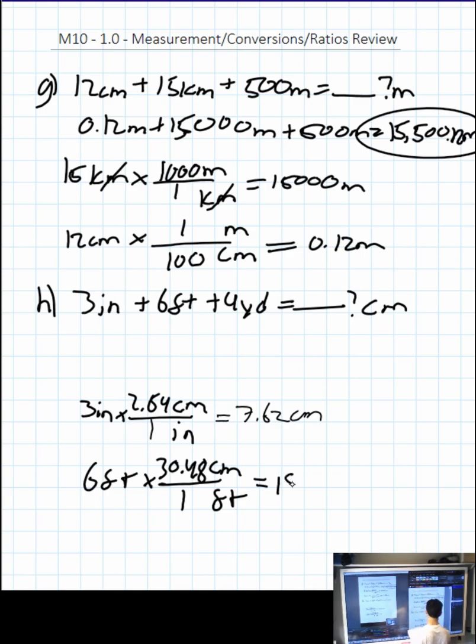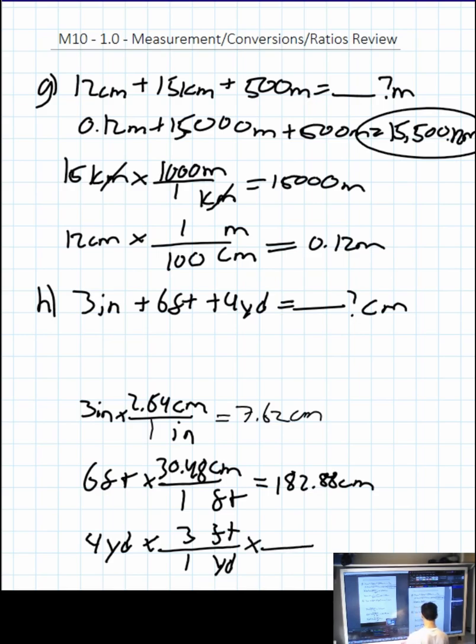So now we have 4 yards. Now we don't have a conversion factor from yards to centimeters, so let's go through the ones that we know. So let's times by yards on the bottom. There are 3 feet in a yard, so let's put 3 feet on the top. And then let's just go straight through. So times, let's put feet on the bottom, and let's put 12 inches on the top.